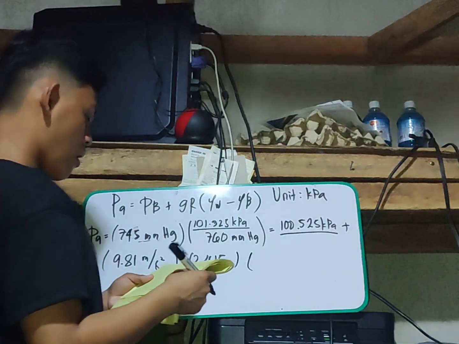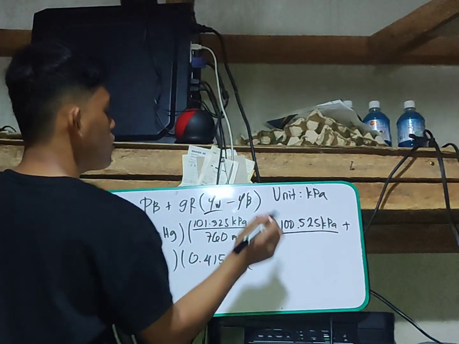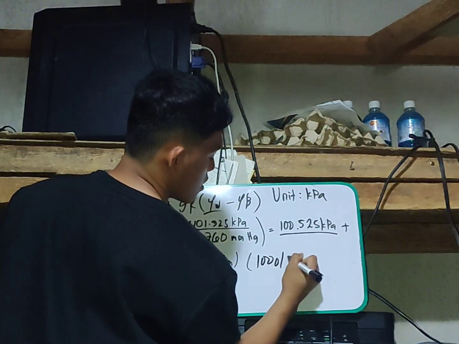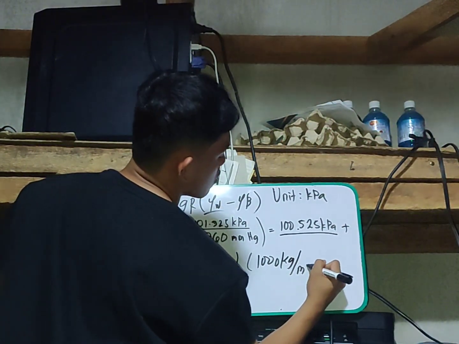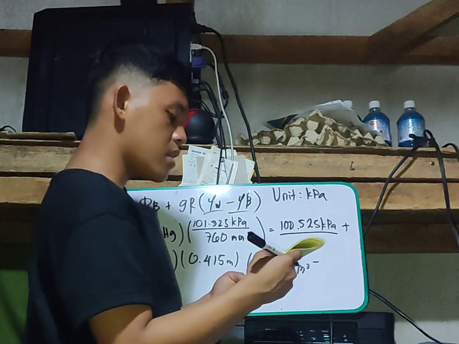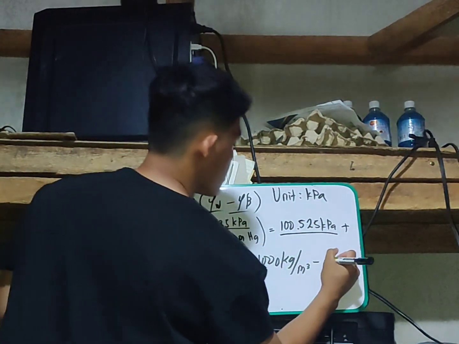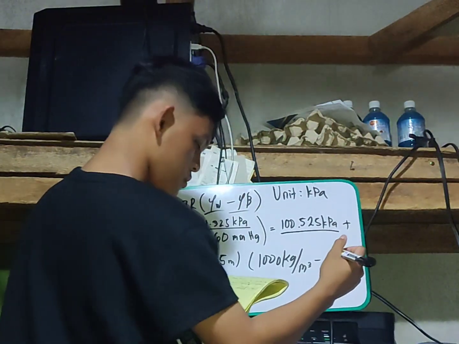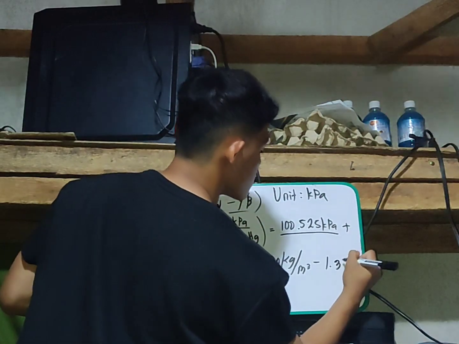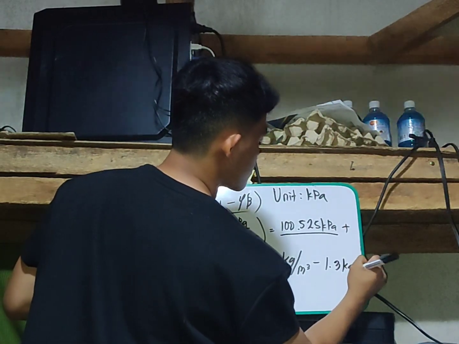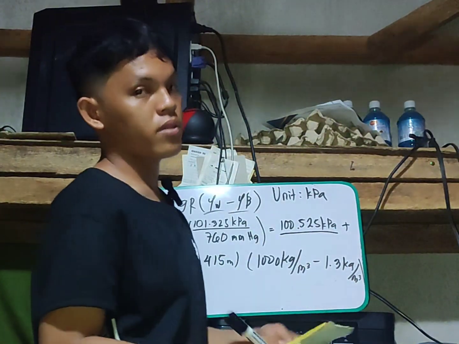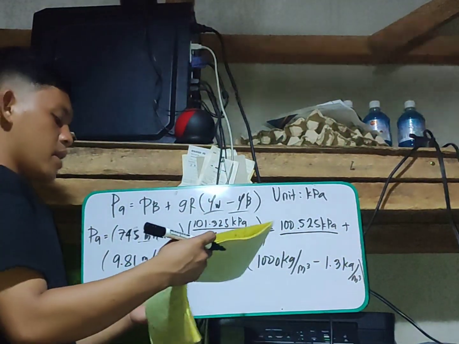Next. Our density of water. What is the density of water? 1,000 kilogram per cubic meter. Minus density of B. What is the density of B? Ang nakalagay dito, 1.3 kilogram per cubic meter. Okay, or 1.30. Same lang yun siya, guys.